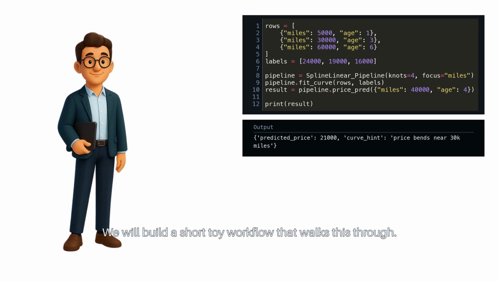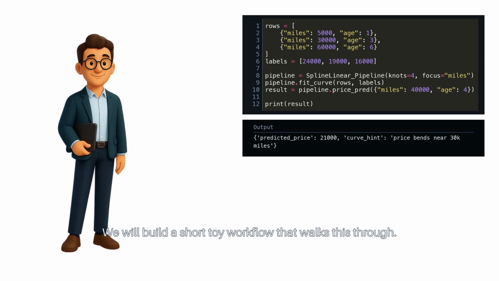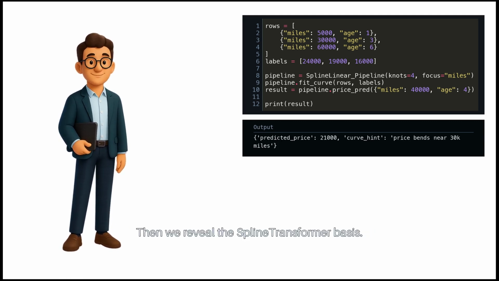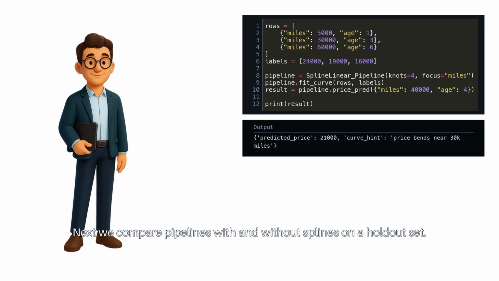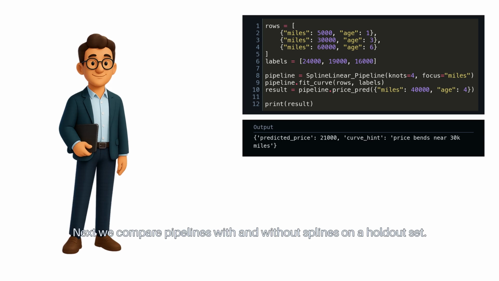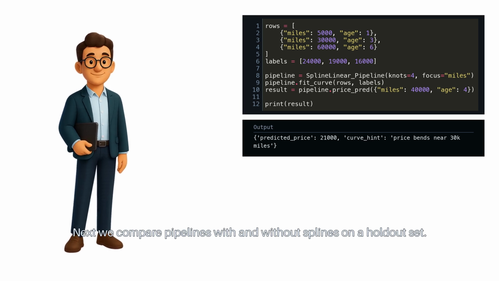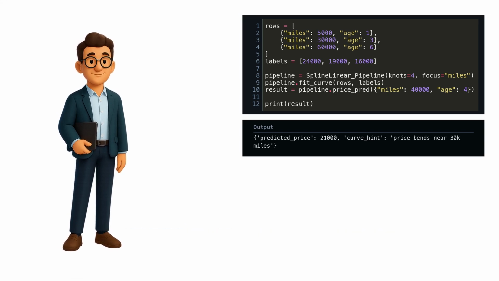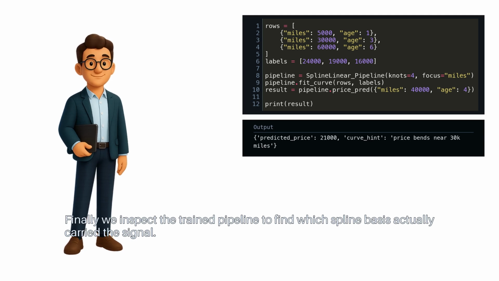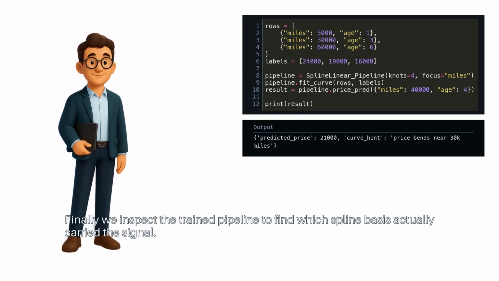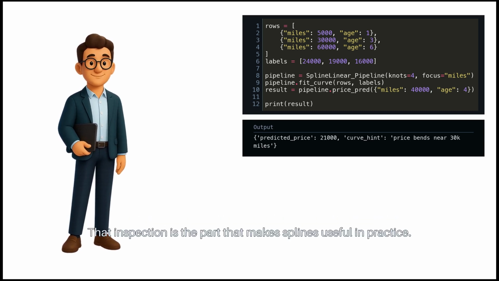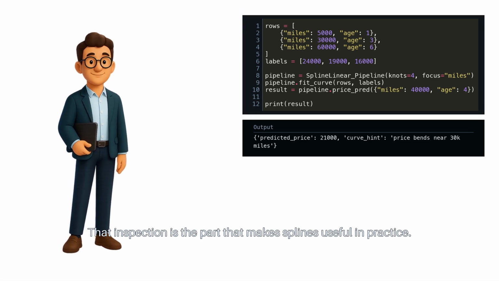We will build a short toy workflow that walks this through. First, we show how a plain linear fit misses curvature. Then we reveal the SplineTransformer basis. Next, we compare pipelines with and without splines on a holdout set. Then we sweep knot counts to pick a sensible granularity. Finally, we inspect the trained pipeline to find which spline basis actually carried the signal. That inspection is the part that makes splines useful in practice.